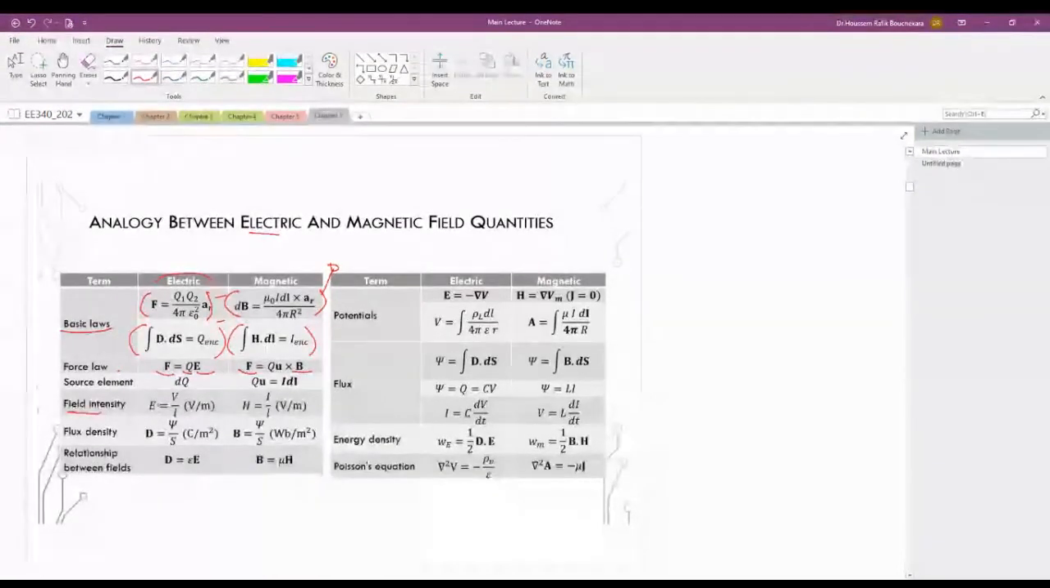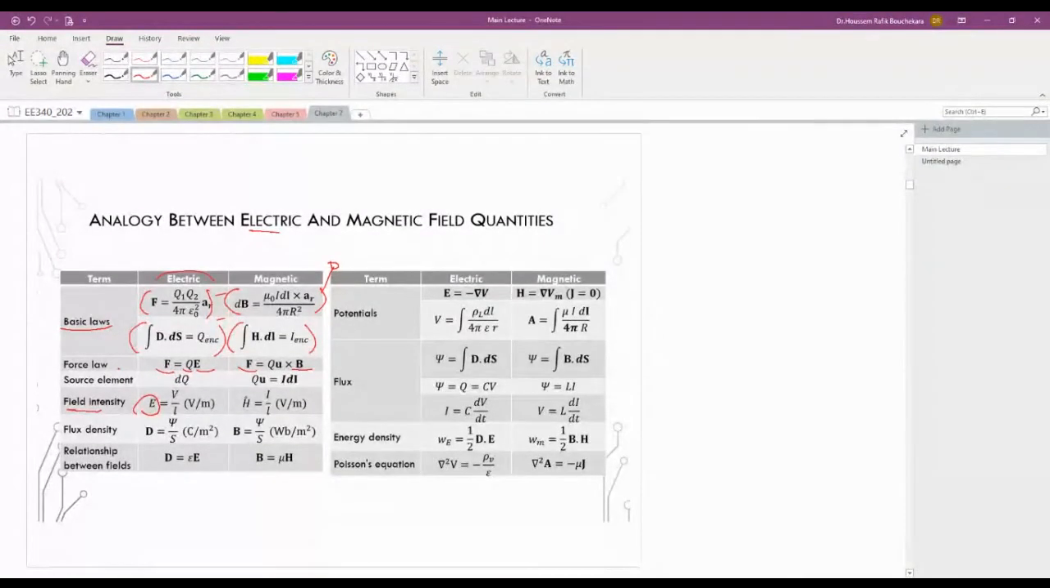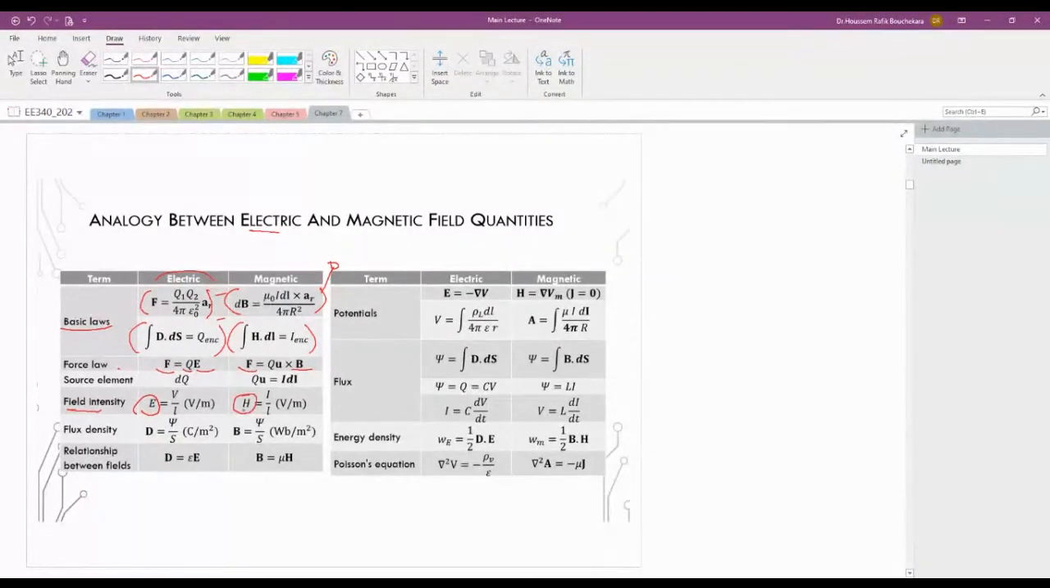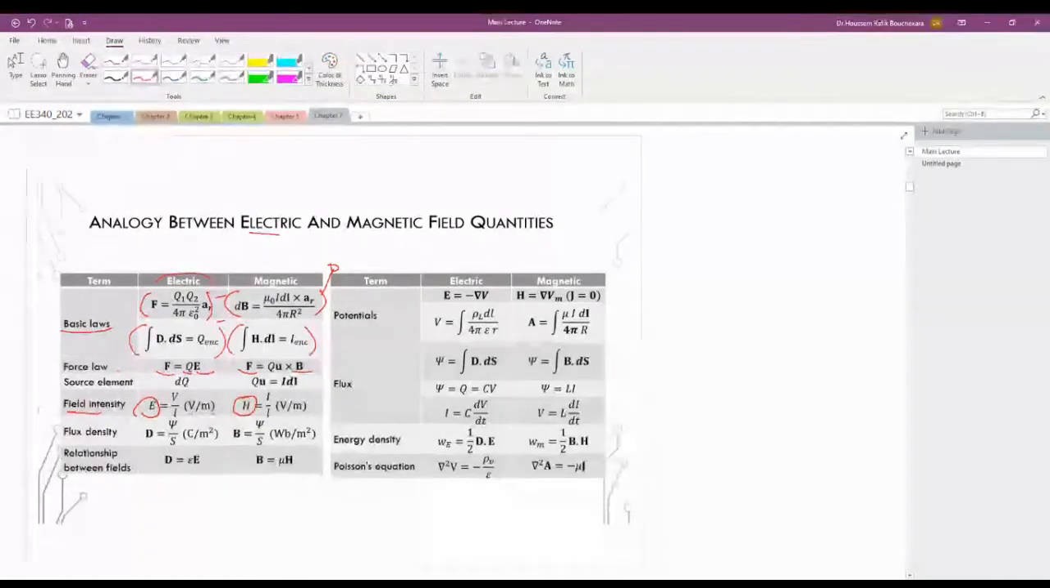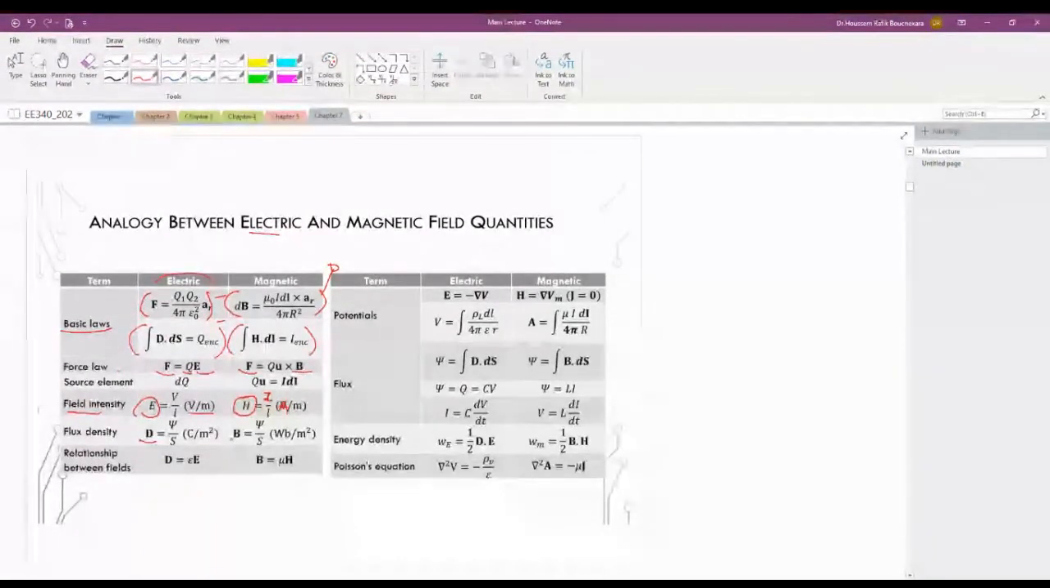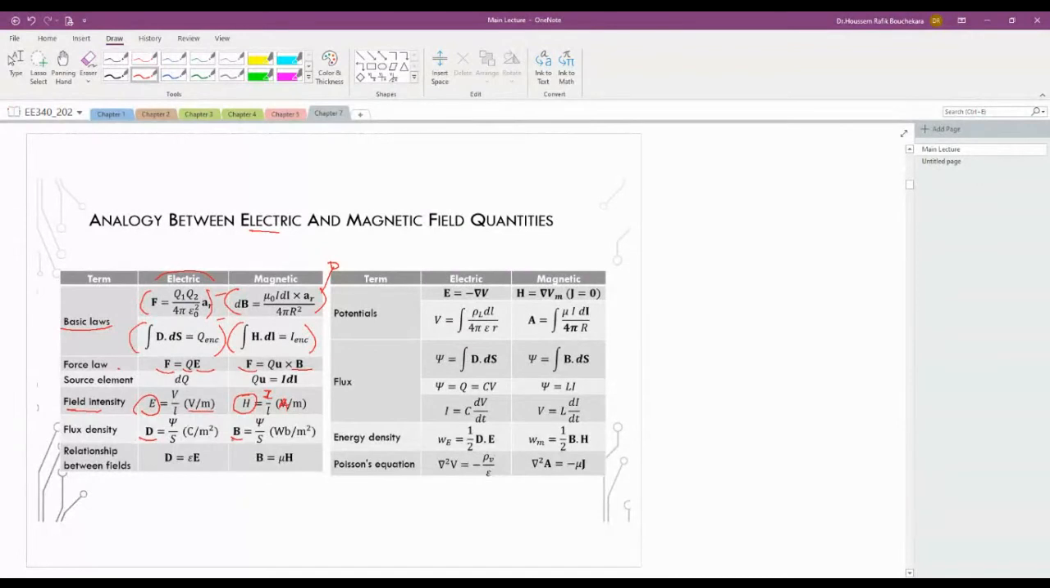The electric field intensity here corresponds to the magnetic field intensity H. This one is not volt per meter, it is ampere per meter. Clear, guys? It is I over L, while the electric one is V over L. The flux density D here is the electric flux density, and this is the magnetic flux density.